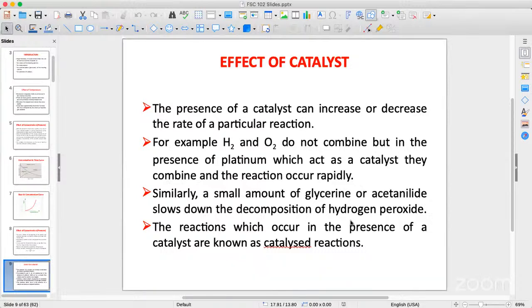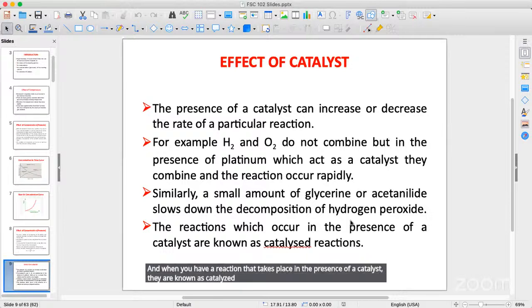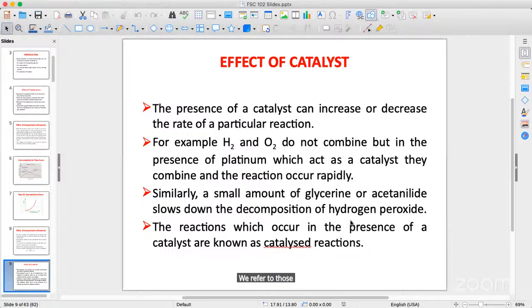And when you have a reaction that takes place in the presence of a catalyst, they are known as catalyzed reactions. We refer to those without the catalyst as uncatalyzed.